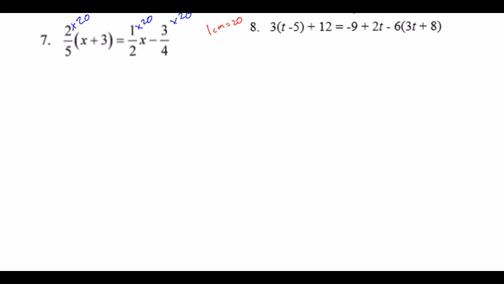So 2/5 times 20 gives us, I think it might be 8. And then we're left with x plus 3. And then we'll do the same again for 1/2. 1/2 times 20 is 10x. And then minus 3/4 times 20 is negative 15. So now we're back to a problem like question number 6. Now let's distribute the 8 into x plus 3.